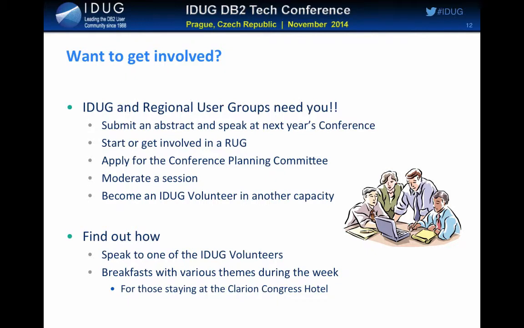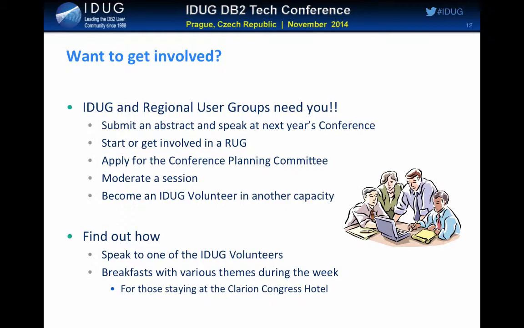IDUG survives by people volunteering to get involved and help out in various roles, and we want as many people as possible to volunteer to help out, arrange IDUG events and do other tasks within the IDUG organization. So we need you. You're welcome to submit an abstract and speak at next year's conference. You could start or get involved in a regional user group in your own country. You could apply for the Conference Planning Committee, which is the group I sit on which helps organize next year's conference.